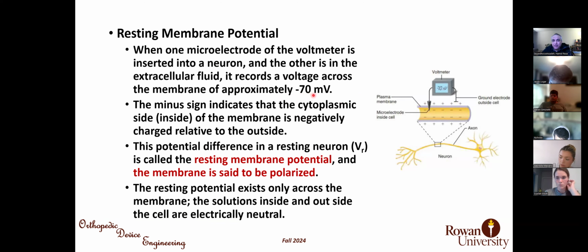This minus 70 millivolts is called the resting membrane potential. When the cell is not stimulated, we have this minus 70 millivolts as the resting membrane potential. And in this condition, we call the cell membrane polarized. Inside negative, outside positive. The difference is minus 70 millivolts.